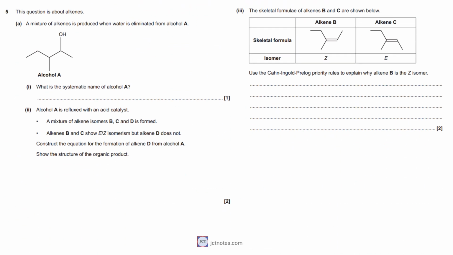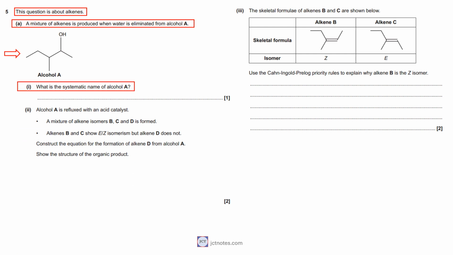Question 5 is about alkenes. In part A, a mixture of alkenes is produced when water is eliminated from alcohol A. We are given the structure of the alcohol. In the first question, we are asked what is the systematic name of alcohol A.